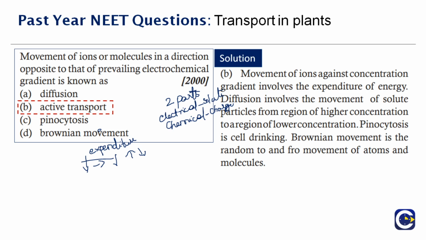So when we talk about the movement of ions or molecules in the direction opposite to the prevailing electrochemical gradient, here if you see, diffusion starts from the higher concentration and moves towards the lower concentration. I told you what is diffusion, what is active transport, pinocytosis and Brownian movement. Pinocytosis is also called cell drinking. Brownian movement is a random movement of to and fro. So here they are talking about the movement of molecules in the opposite direction. So the correct answer is option B, active transport.